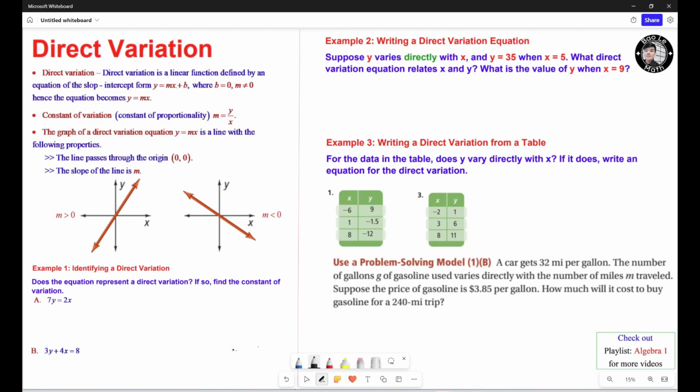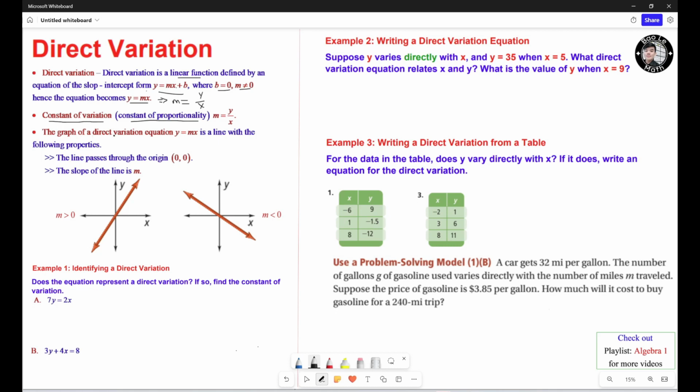In this video, we're going to talk about direct variation. Direct variation is a linear function defined by an equation of the slope-intercept form y equals mx plus b, where b equals 0 and m is not equal to 0. So the equation becomes y equals mx. From this equation, we can calculate m in terms of y and x. So m equals y divided by x. The value of m is called the constant of variation or constant of proportionality.